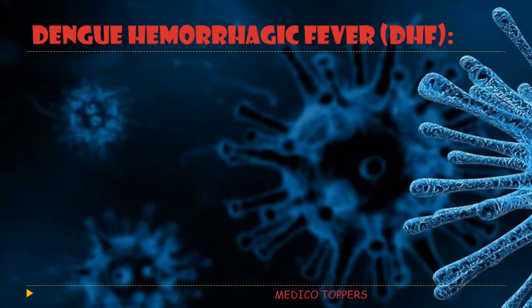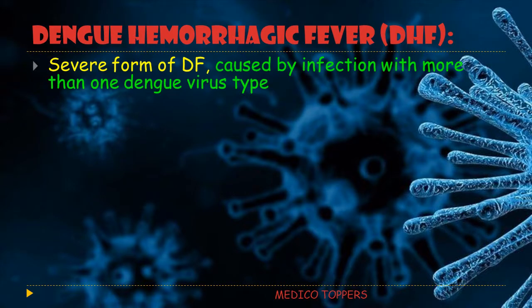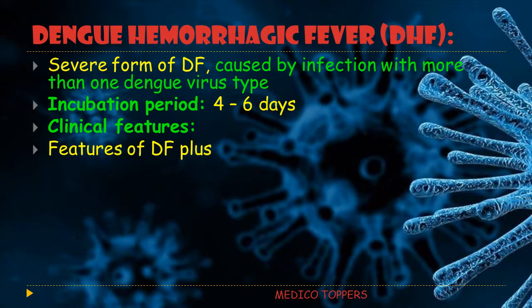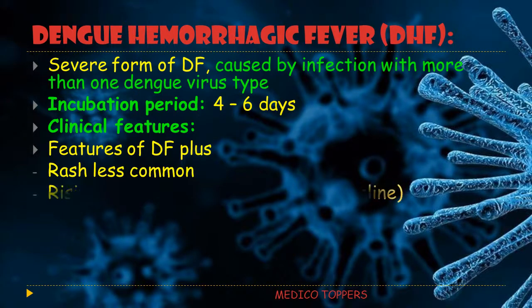And now regarding dengue hemorrhagic fever. So it is a severe form of dengue fever caused by infection with more than one dengue virus type. So there will be an additional infection of another virus also. Here the incubation period is from 4 to 6 days, almost similar. And the clinical features are, already there will be features of dengue fever. Along with that we can see rash, which is very less common.